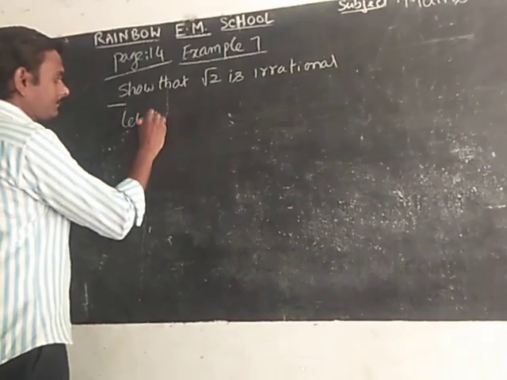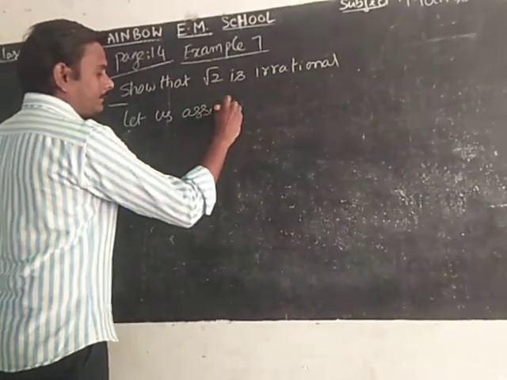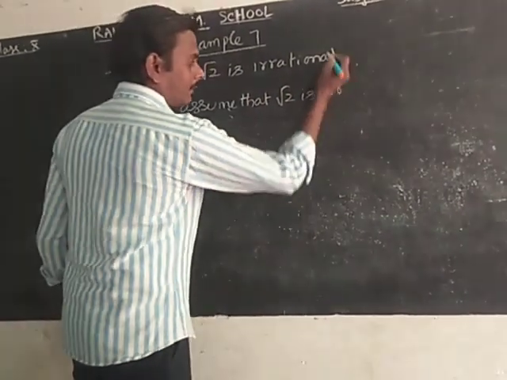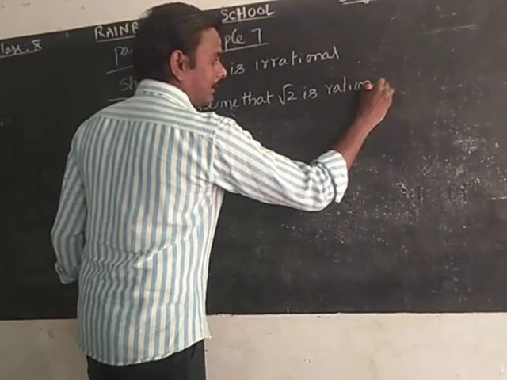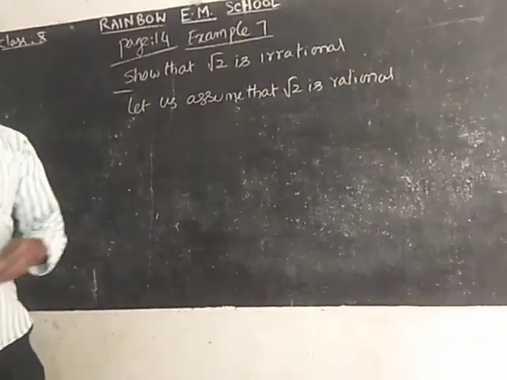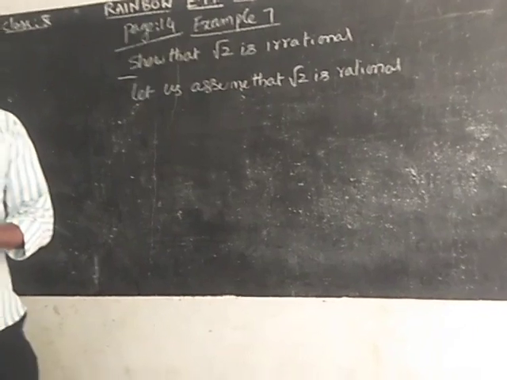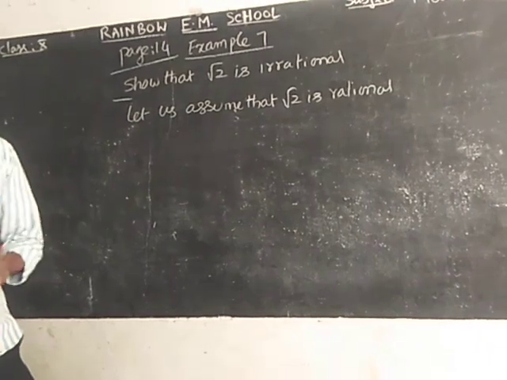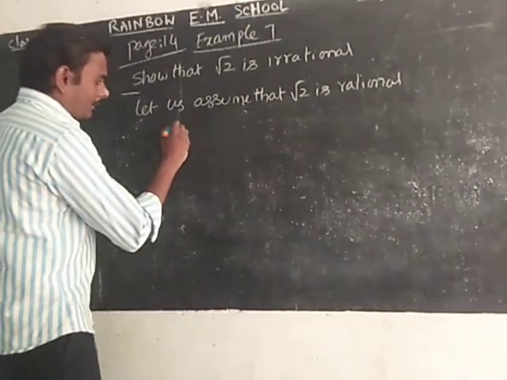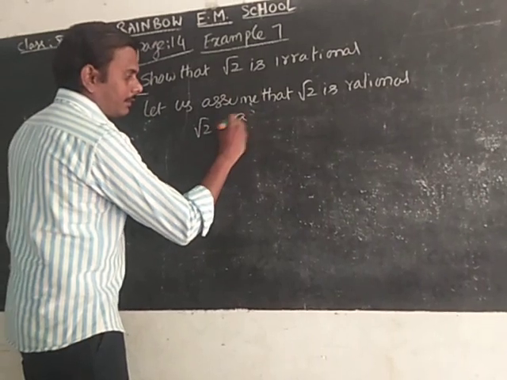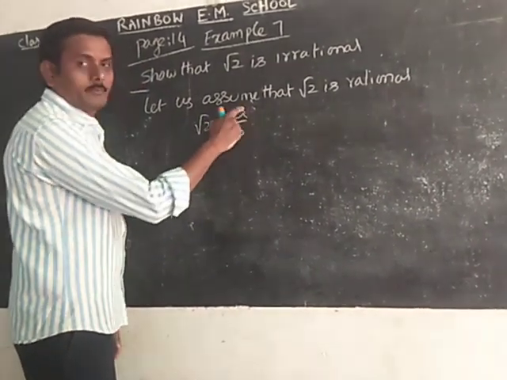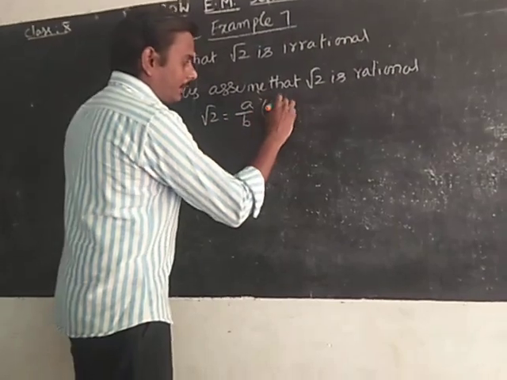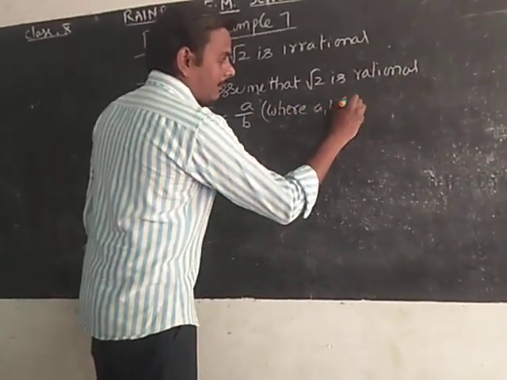Let us assume that root 2 is rational. Rational means, already we know, it is in the form of p by q. Instead of p by q, we can take a by b also. Here also a, b are any integers. So now we take root 2 equal to a by b, where a, b are co-primes.